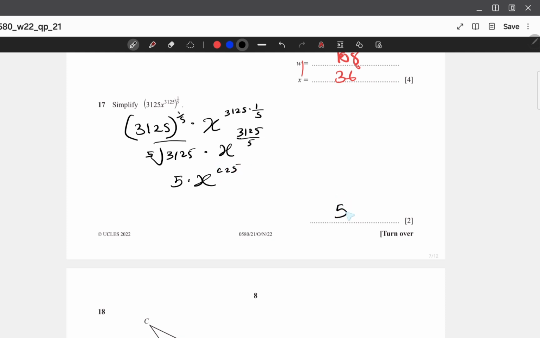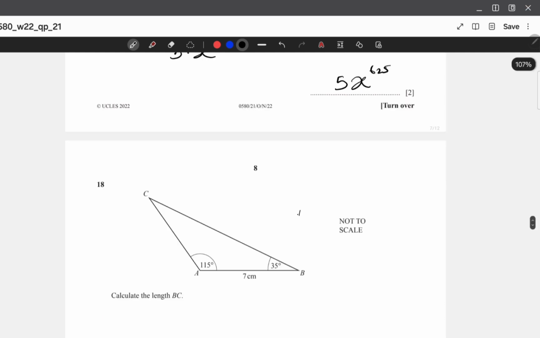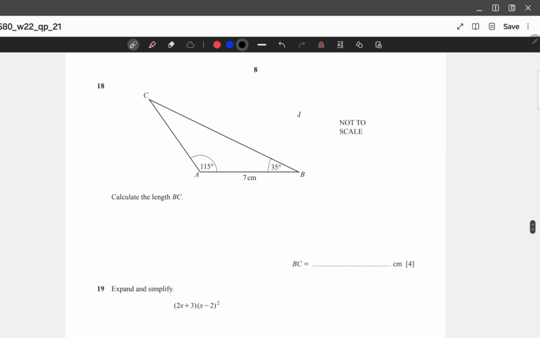So my answer is 5 on 5 x raised to the power 625. That's my answer. Okay, so now we're on number 18. Let's say we should calculate the length ABC rather here. Alright, so we can use sine rule for this. We can call this small a, this is small c, and this is small b.